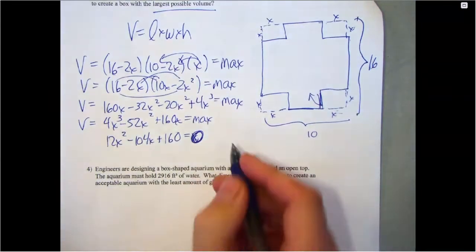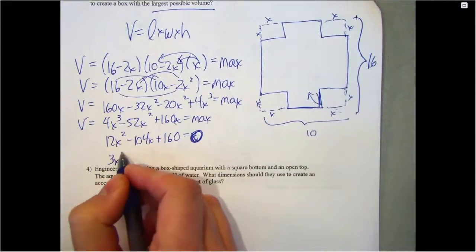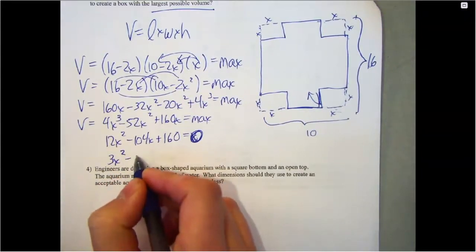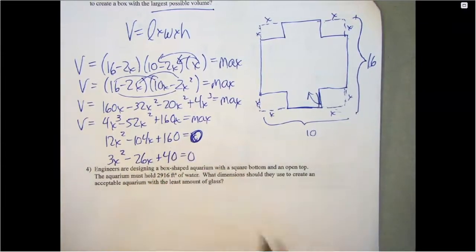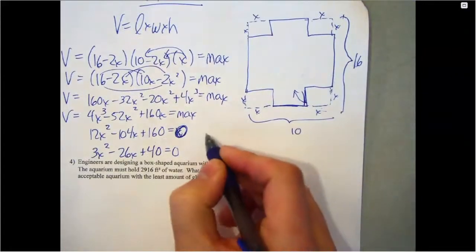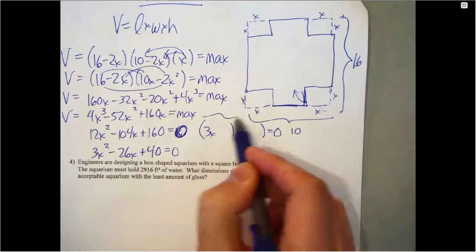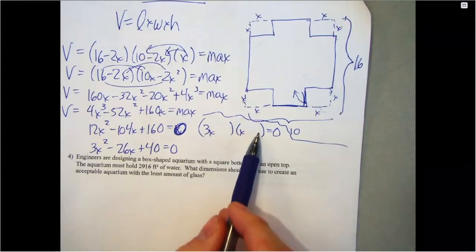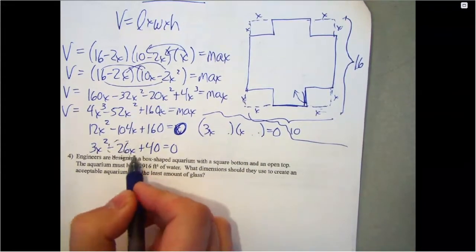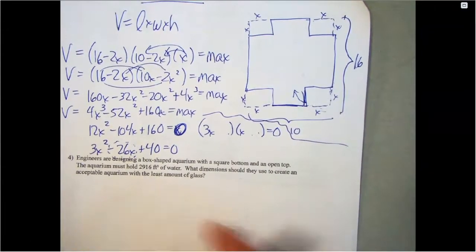Alright, let's try to factor. So we can take out a 4. Boom! So 3x squared minus 26x plus 40 equals 0. That's got to be 3x and x. And then we got to guess and check here, so that if I foiled it, I would get negative 26x. Take a second to try that.